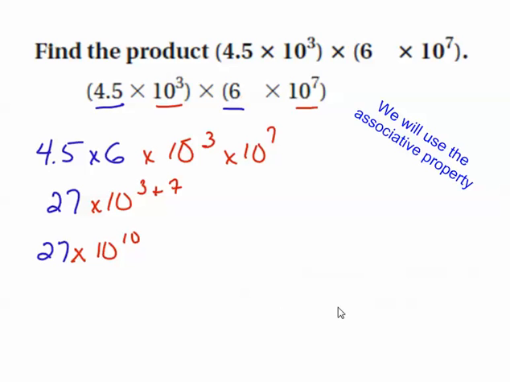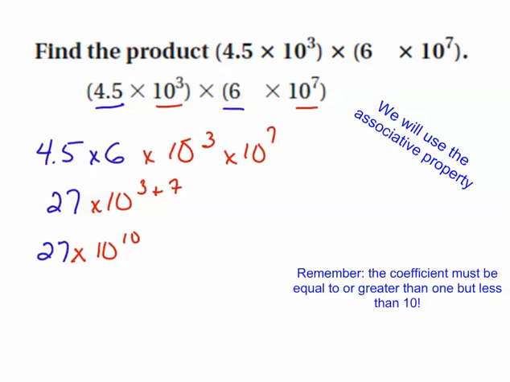However, in scientific notation, our coefficient has to be equal to or greater than 1, but less than 10. And in this case, we have 27. So we need to rewrite 27 in scientific notation. So we need a coefficient between 1 and 10, which would be 2.7. And since we moved the decimal place one time, that would be multiplied by 10 to the first. But don't forget, we still have the 10 to the 10th to take care of.